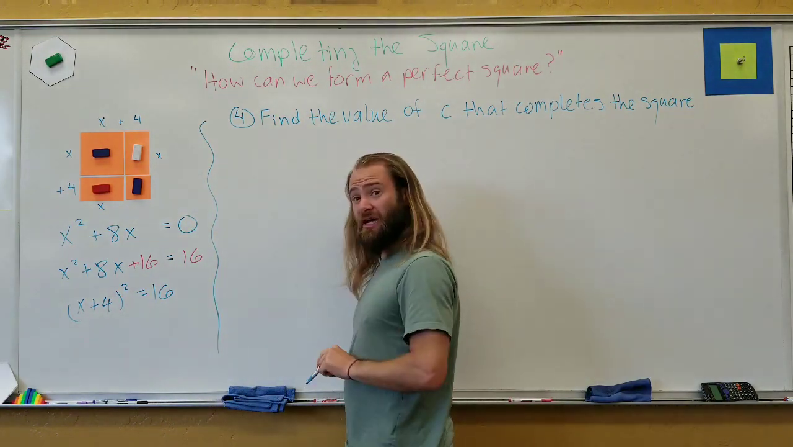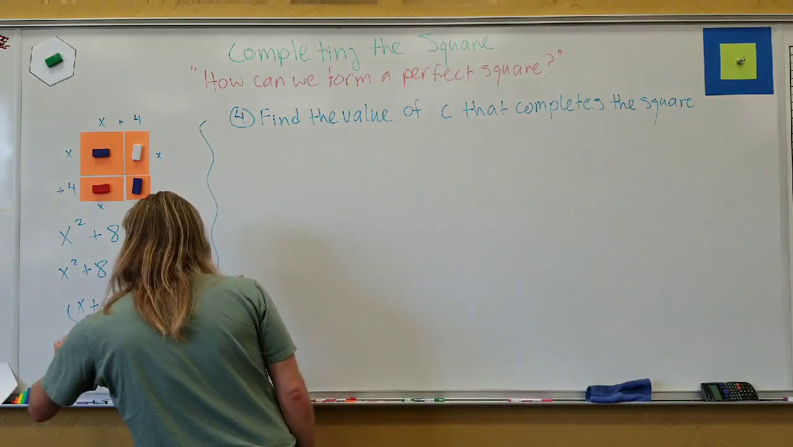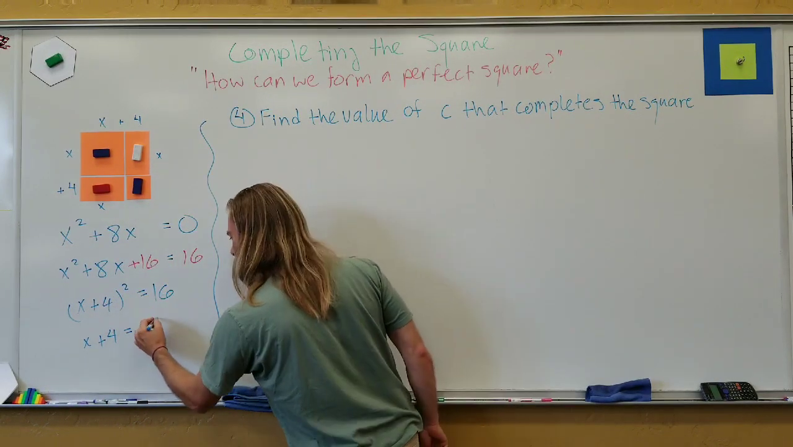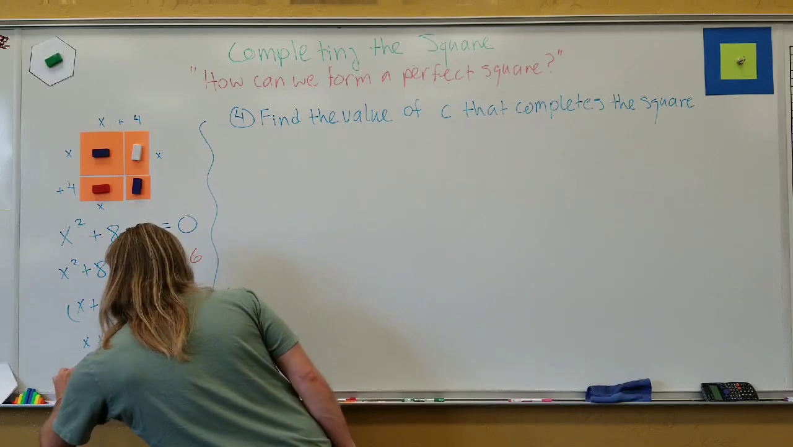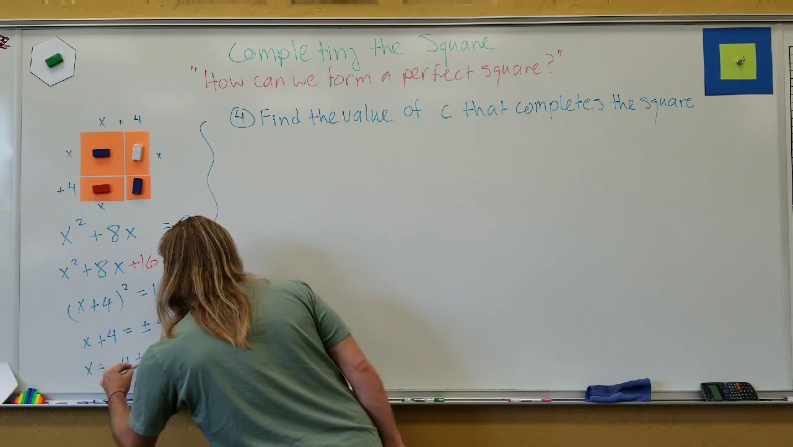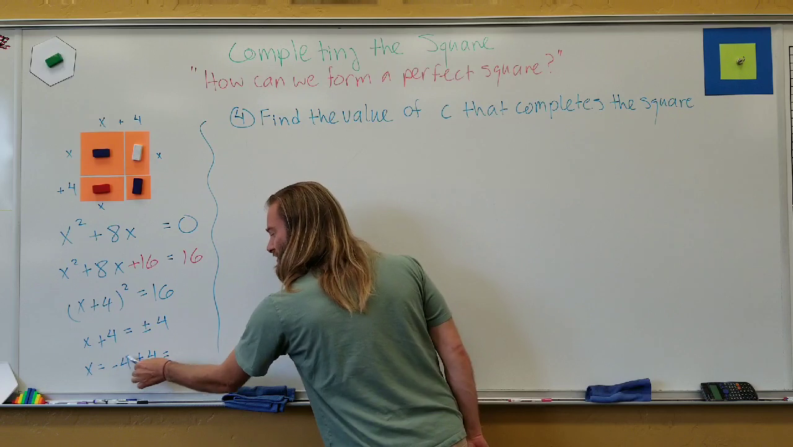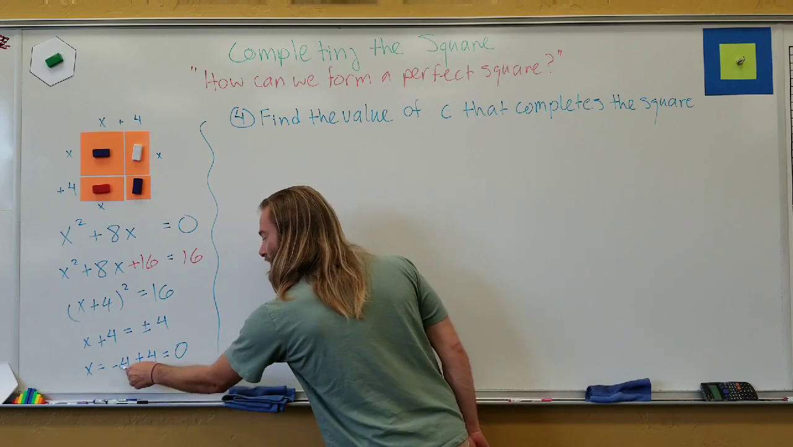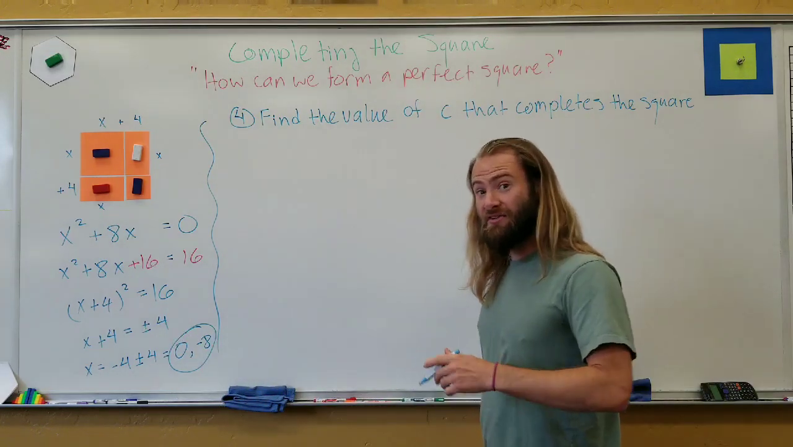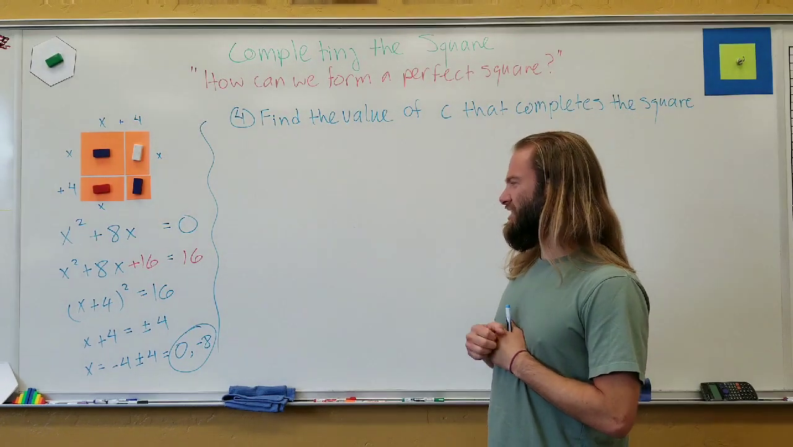And now we can do the backtracking like we said. We can take the square root, and then we can subtract 4. So I get x plus 4 equals plus or minus, the square root of 16 is also 4. And so I get x equals, remember I can subtract this 4, negative 4 plus or minus 4. And of course, negative 4 plus 4 is 0, and negative 4 minus 4 is negative 8. So 0 or negative 8 would be the two solutions. Now, that seems long and annoying, right?